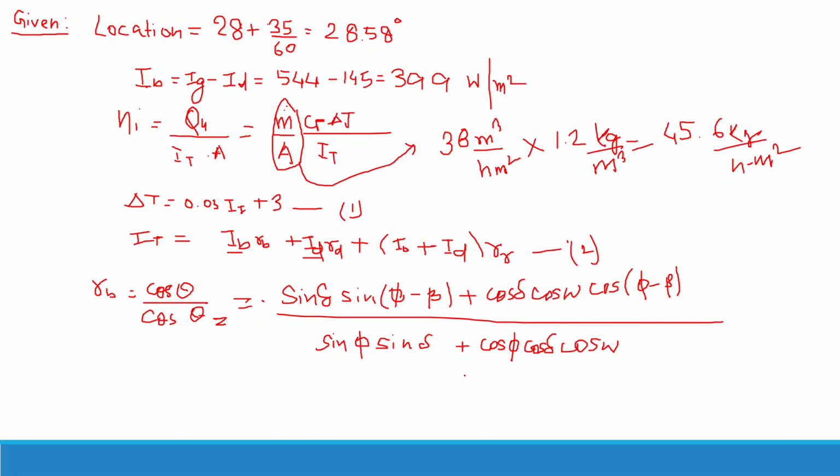Okay, so this is the value of RB, and then RD is 1 plus cos beta upon 2, and RR is rho, that is reflectivity, into 1 minus cos beta upon 2. Okay, so for every formula you need to know RB, RD, and RR.